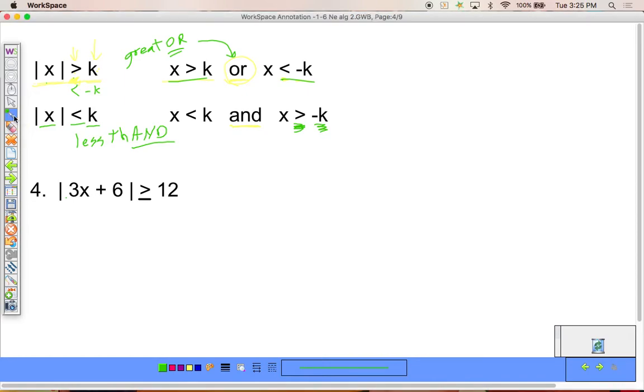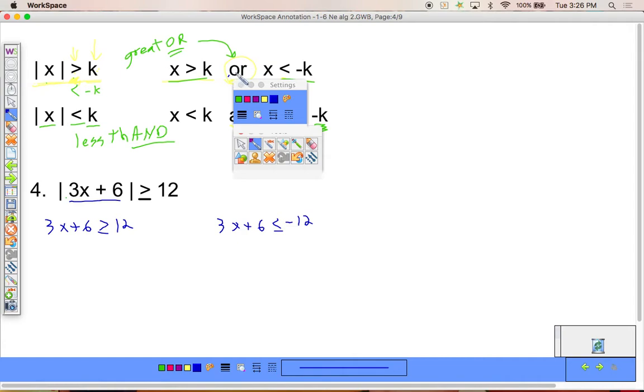All right, so for number 4, absolute value of 3x plus 6 is greater than or equal to 12. Writing my two inequalities, I'm going to go 3x plus 6 on both of them. The first one is as it is, greater than or equal to 12. The second one, I'm going to switch it to less than or equal to a negative 12. Now, this is where kind of the new part comes in. That's a greater than or equal to symbol, so I'm going to put the word or between them, which means when I graph them, I'm looking for every possible answer I can get.